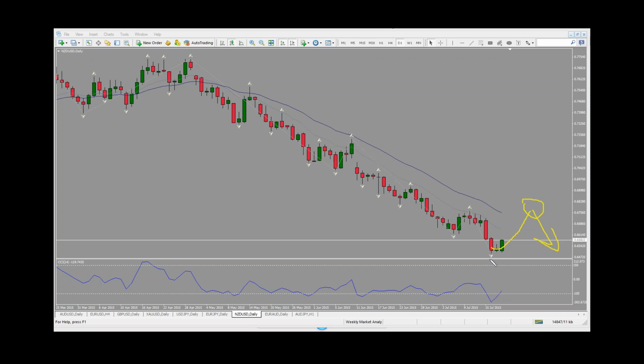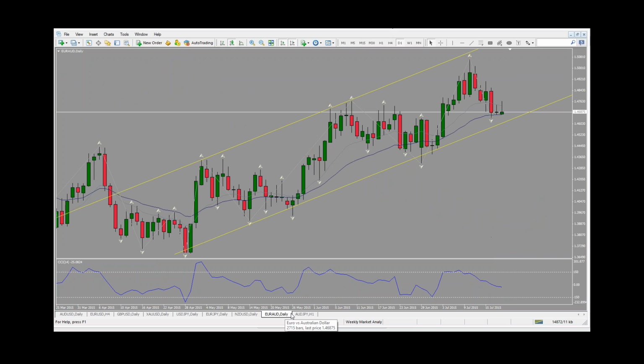The channel, Lois, is a little bit too narrow. It's not really the best of channels. It's almost a straight line, so I don't like the channel. All right, so Kiwi dollar, I don't have anything right now. What we do have is we're going to wait for some kind of a pullback. All right, last one, Euro Aussie. The channel's holding nicely, so let's see if we can maybe pick up a trade off here.